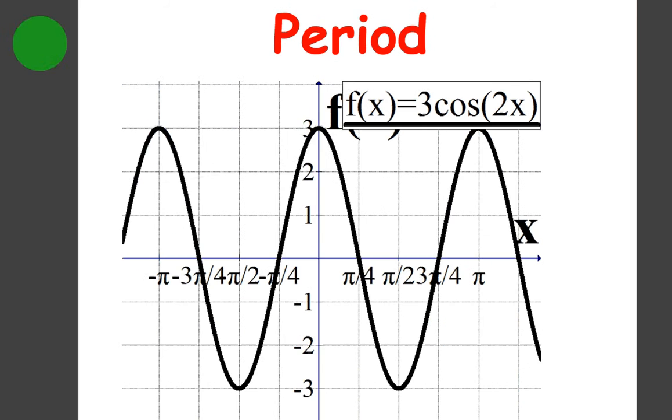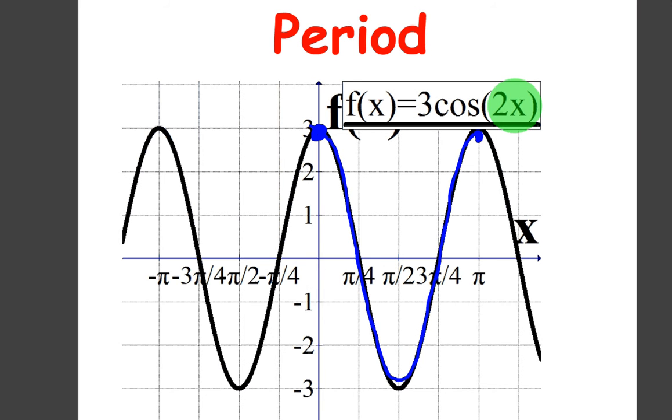Let's look at another graph. We have another cosine graph here. This is 3 cosine of 2x. Again, I'm going to trace. Now you can start at any point in the graph. I'm going to start at the top of these waves because that's the easiest point to identify. And I'm going to trace until I get to the top of the next wave.